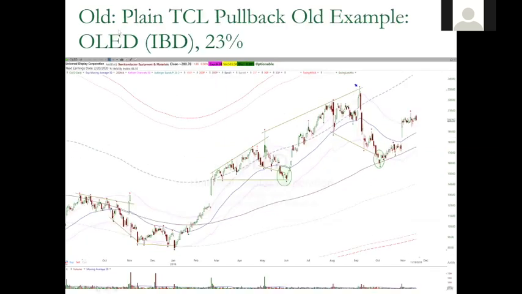So this is another IBD stock, OLED. Again, trend channel line pullback coming in. In this particular case, there is no trend line. There is no prior support. You've got nothing. Basically, just a plain trend channel line pullback. In this other case, we've got a trend channel line pullback intersecting prior support. So this was your entry bar right here.